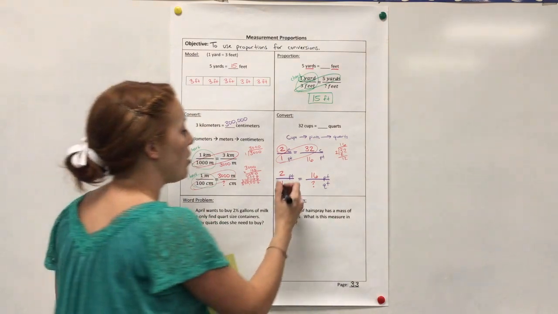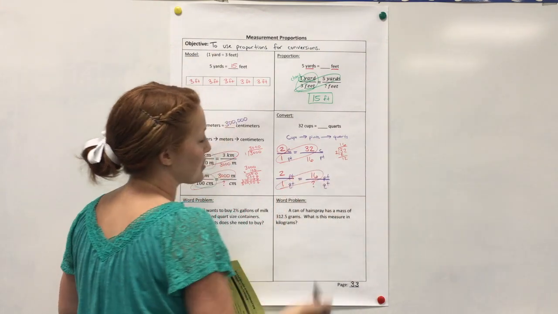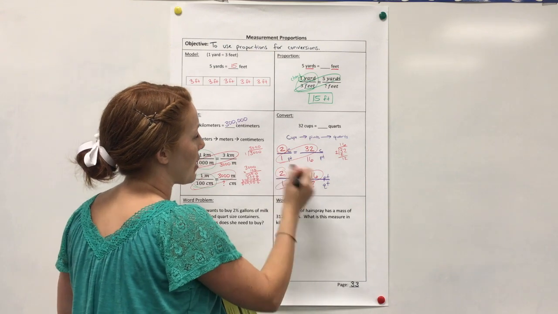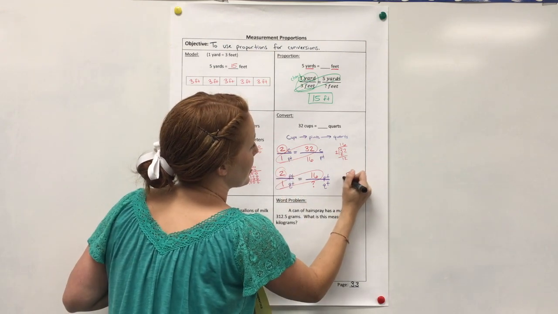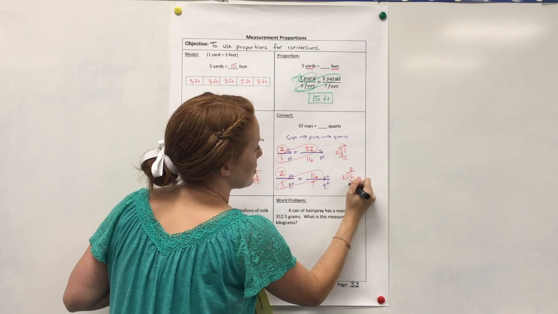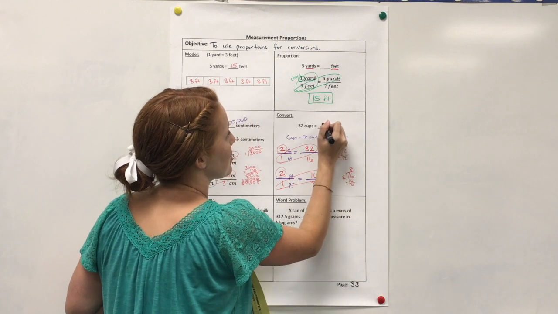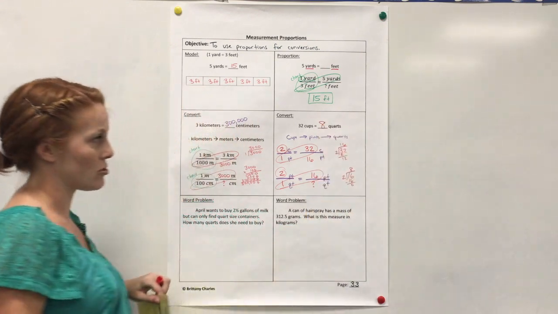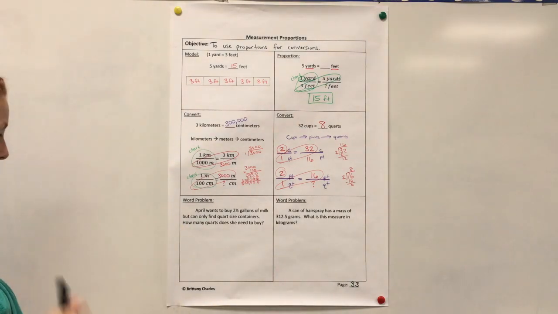So now I can find my missing number. Again, I can use bat and ball. 1 times 16 is 16. Divide by 2. 16 divided by 2 is 8. So now I know that this would be 8 quarts. All right.